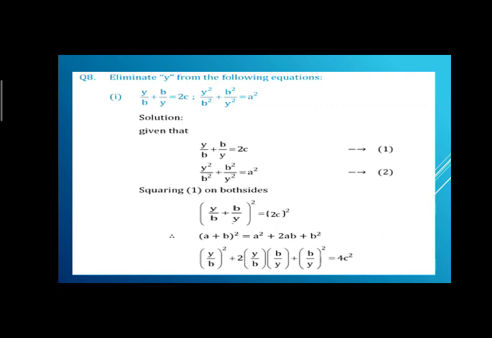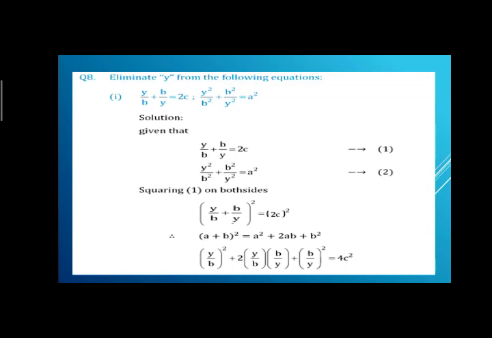Eliminate y from the following equations. So here we have the first equation, that is y by b plus b by y, equal to 2c. And equation number 2 is y square by b square plus b square by y square, equal to a square. Now you see that we can easily solve this question by using the formula method. Okay, now easily apply the formula method over here.